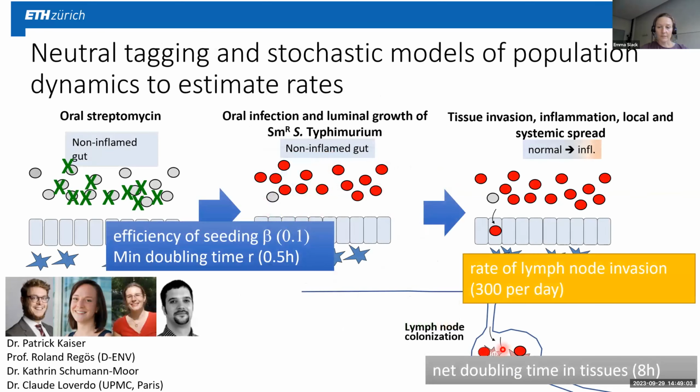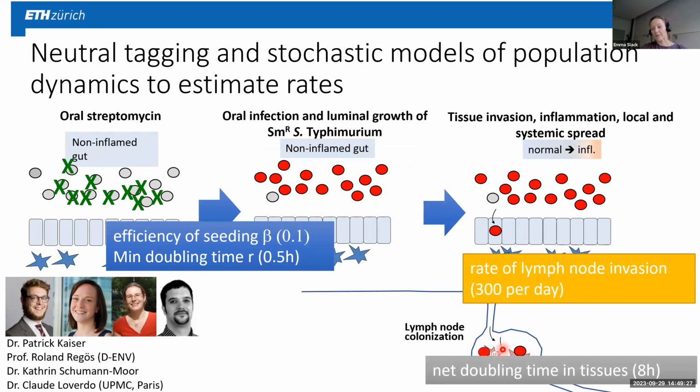And the numbers that come out look like this. So around 10% of the inoculum that you give to your mouse can actually start to grow in the gut lumen. And it grows very, very fast during the early stages of infection. So it follows typical sigmoidal growth. Its minimum doubling time is actually about 30 minutes. So it's growing almost as fast in the gut lumen as it would grow in a test tube.